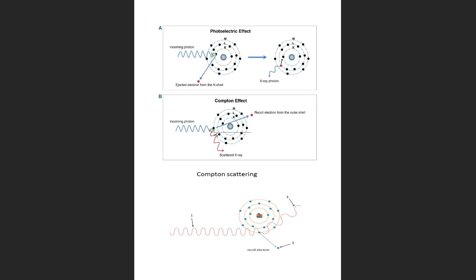The other interaction that we have is Compton, and again, this is outer shell, strictly outer shell. An X-ray photon comes in, it ejects that outer shell electron, which could be considered a recoil electron, and then we have a scattered X-ray photon. So this is again happening at a higher energy level.